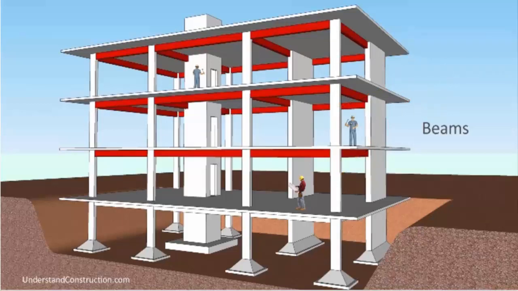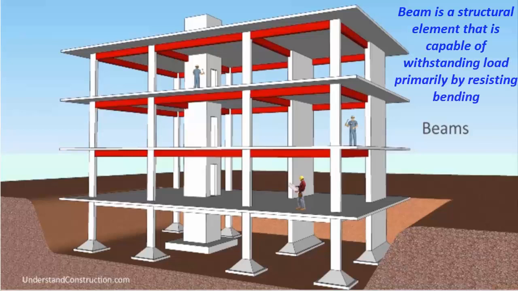Now, the third key element is what you call a slab. Okay, so what exactly is a slab? It's a flat piece of concrete and it serves as a walking surface, but it may also serve as a load bearing member. And there are many more other key elements as well. Now, if we were to focus on beams in particular, it is a structural element that is capable of withstanding load primarily by resisting bending.